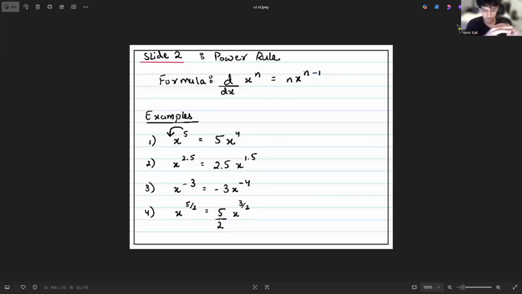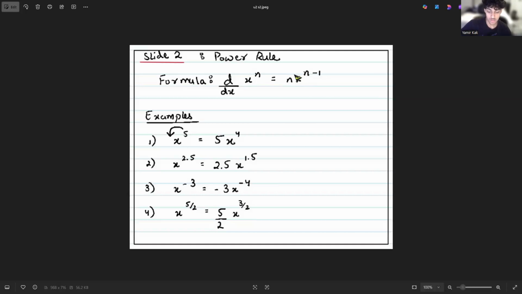Okay, so now to dive into the power rule. What the power rule does is help us find the derivative of functions that involve exponents. The main formula we use here is d over dx of x to the n is equal to n x to the exponent of n minus 1. I know this looks a little bit confusing, but it's really not too hard. The d over dx just means we're finding the derivative with respect to x.